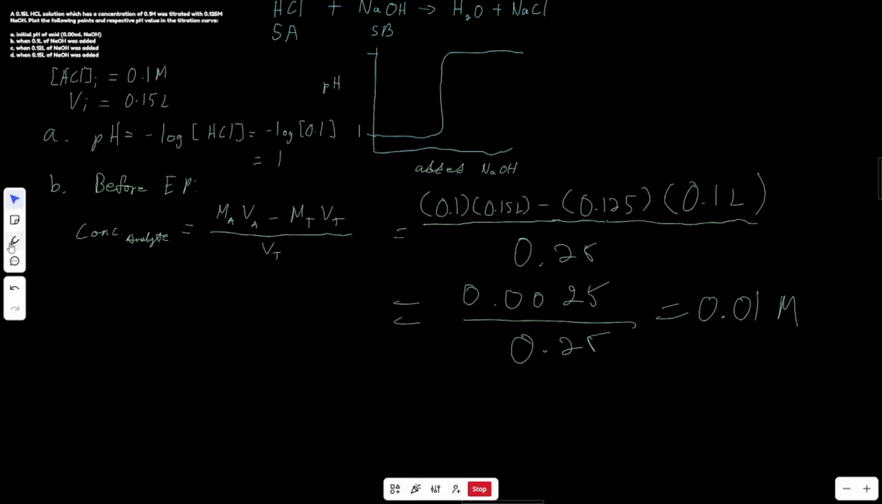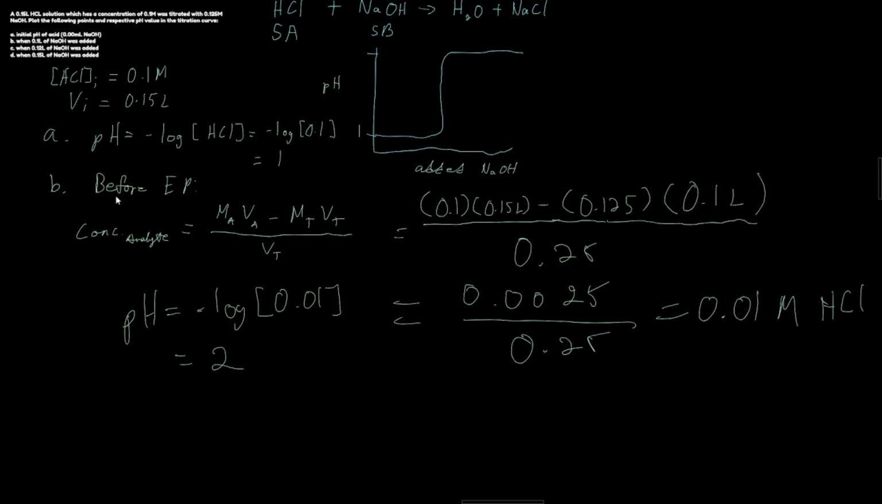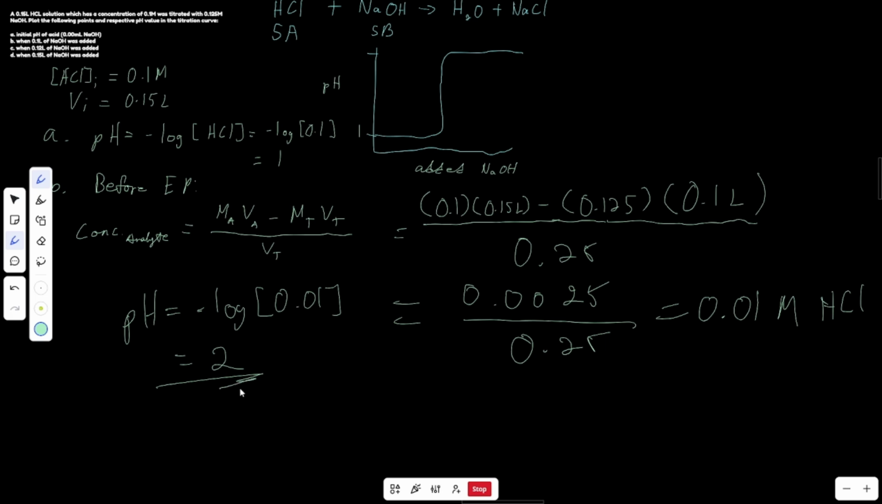Now what do we do with the molar concentration now of HCl? Now we can get the pH, because the pH is going to be equal to the negative log of 0.01, and this is equal to 2. So the pH when 0.1 liters of NaOH is added is equal to 2.